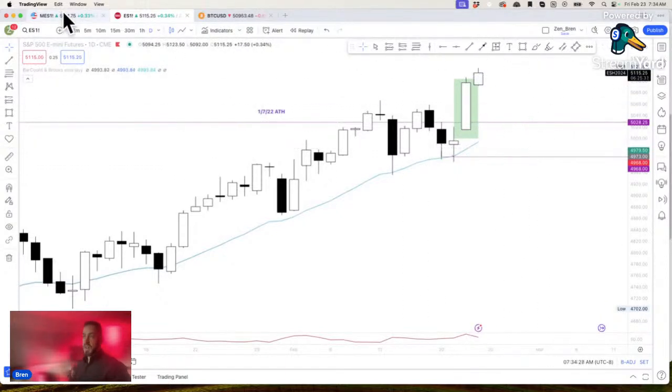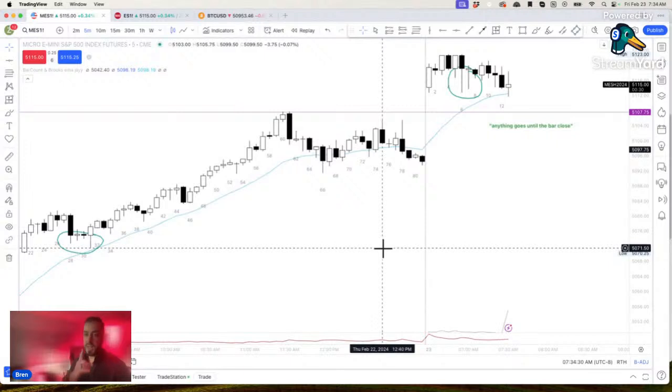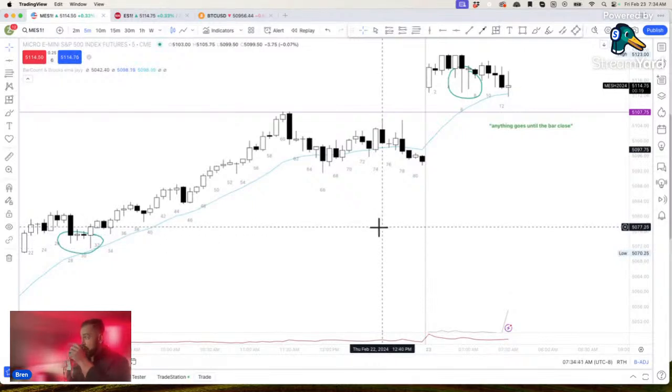We could reverse down. Anything could happen. Anything could happen at any moment. You have to always remember that. No one's smarter than the market. You're not smarter than the market. I'm not smarter than the market. Don't think that you're smarter than the market. That's a really good way to lose money. I've made that mistake before, I promise you that.